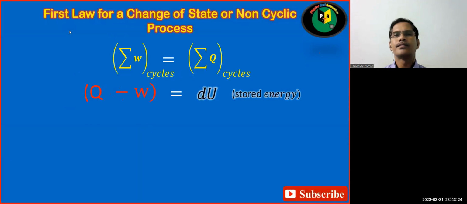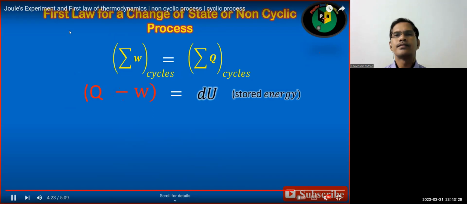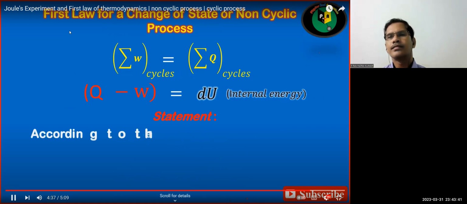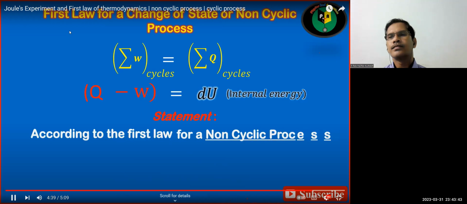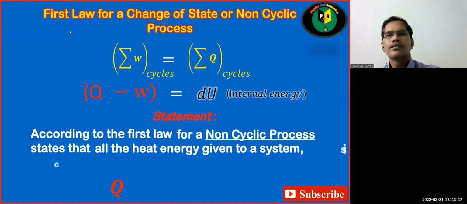If Q is the amount of heat transferred to the system during the process, the net energy transfer Q minus W will be stored in the system. Energy stored is neither heat nor work and is given the name internal energy, or simply the energy of the system. According to the first law, for a non-cyclic process, all the heat energy given to a system is converted into internal energy and work done.